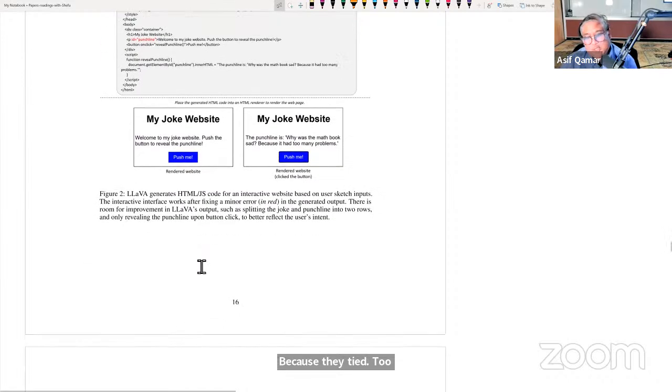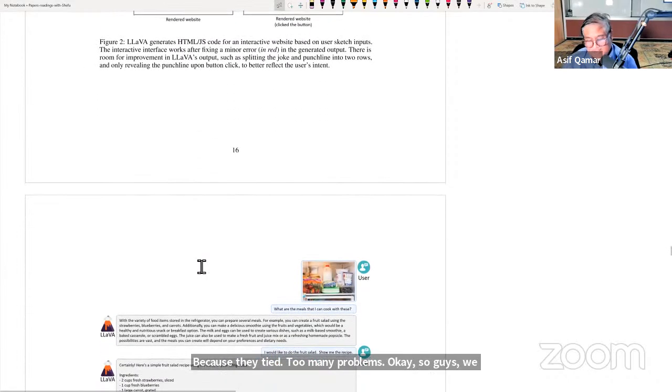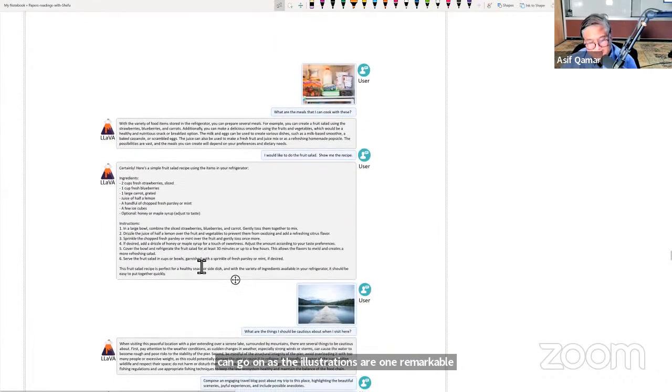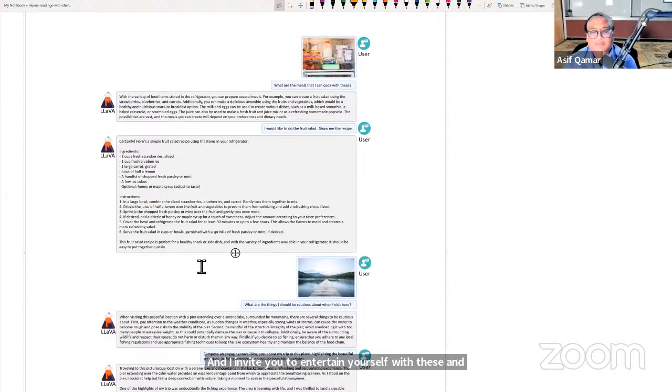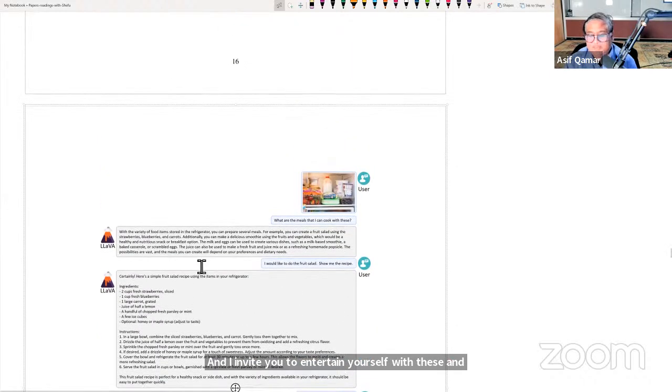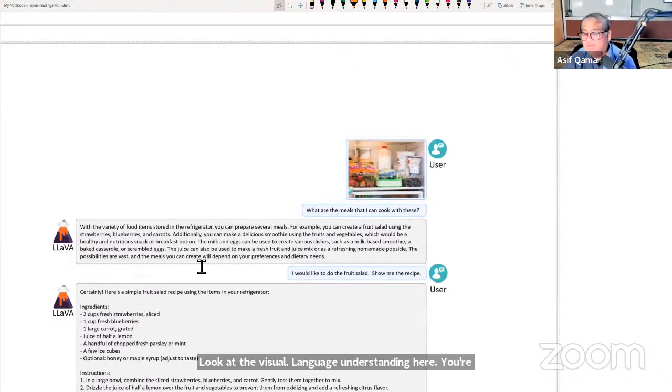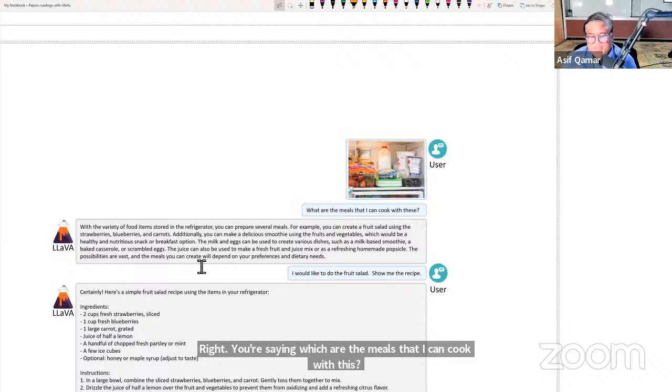Right? So guys, we can go on, as the illustrations are one remarkable illustration after another. And I invite you to entertain yourself with these and see how wonderful it is. What are the meals that I can cook from these? Look at the visual language understanding here. You're looking at a picture. You're not saying, what do I have, or do I have strawberries? You're asking a deeper question, a reasoning question. Right? You're saying, what are the meals that I can cook with this? And then it goes on into telling you all the things that you can cook.